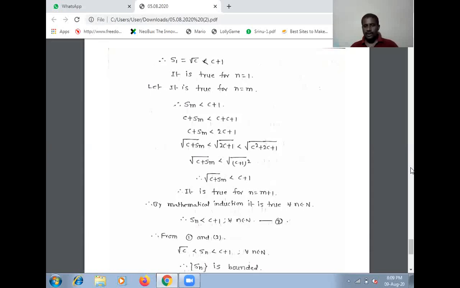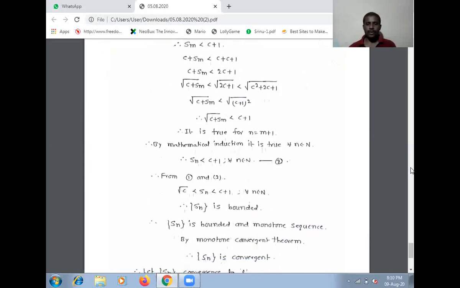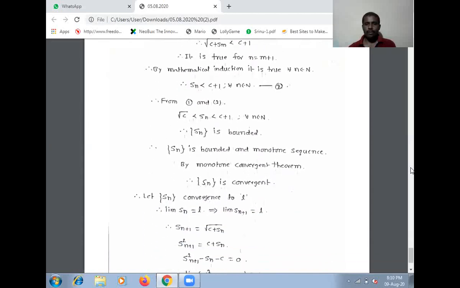Now let us denote it as equation 2. Already we have equation 1. From 1 and 2 we can write root C less than Sn less than C plus 1. So that means root C is the infimum of Sn, and C plus 1 is the supremum of Sn. So it is a bounded sequence. So it is a bounded and monotone sequence.